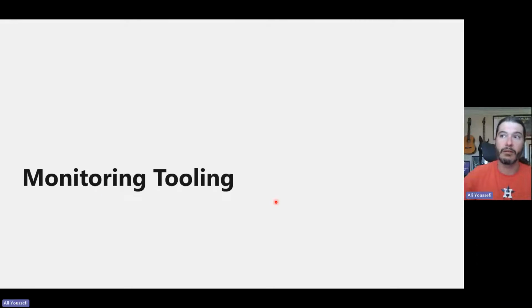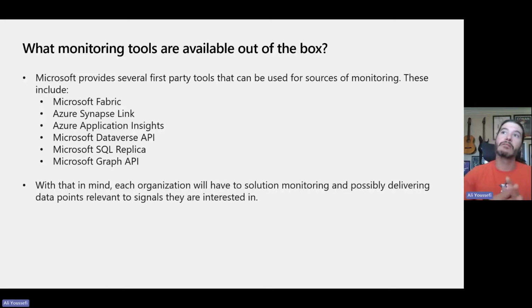So let's get into monitoring tooling. As of this recording, what monitoring tools are available out of the box for Power Platform and Dynamics 365? I've listed several first-party tools, meaning tools that are available from Microsoft that are supported. They can be used as sources of monitoring. These include Microsoft Fabric, Azure Synapse Link, Azure Application Insights, Microsoft Dataverse API, Microsoft SQL Replica, and Microsoft Graph API.